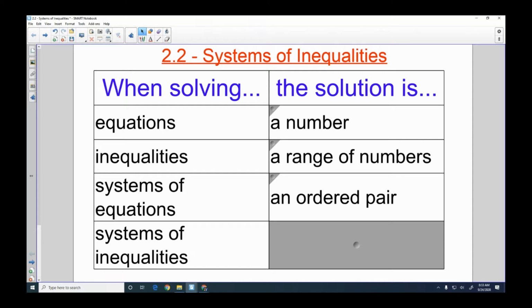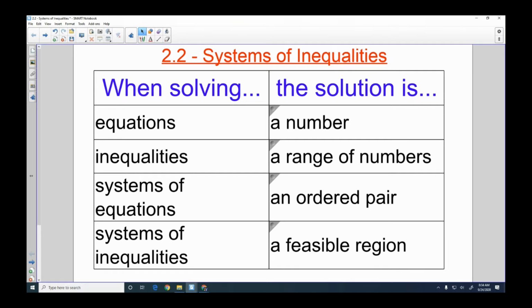And now we're going to learn about a system of inequalities. Any guesses as to what we think the solution will look like for a system of inequalities, based on this pattern that's been going on here? I'm sorry, I just heard a bunch of mumbles. I'm sure they were correct. What did you say? A range of ordered pairs. You said a line. So if this was one number and this was a range of numbers, then a system of equations is one ordered pair. Then the system of inequalities is going to be a whole range of ordered pairs.